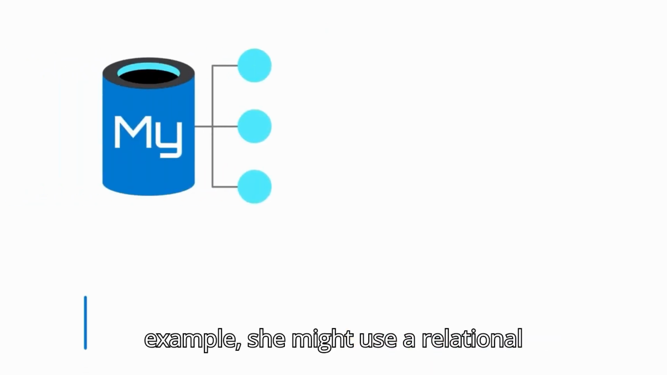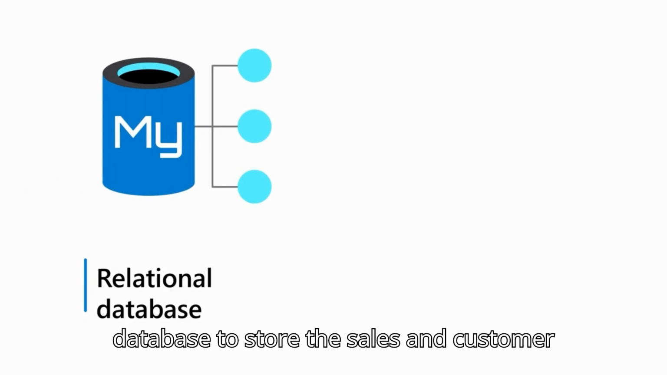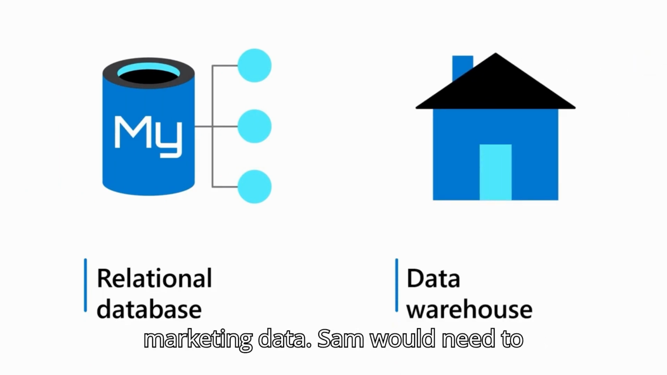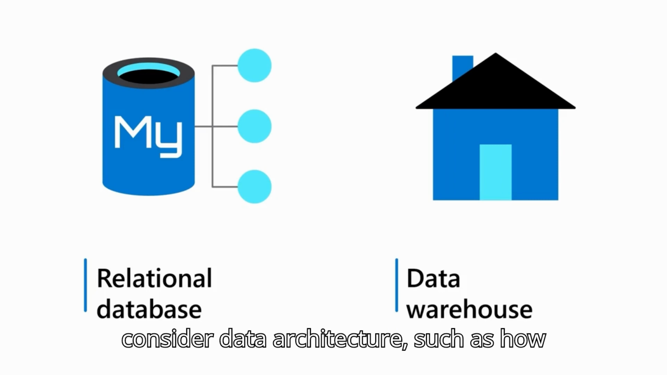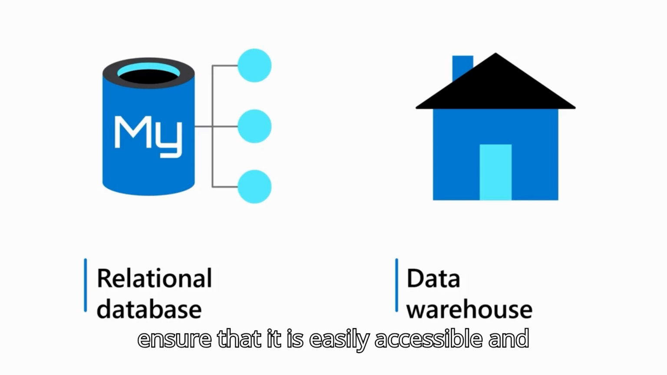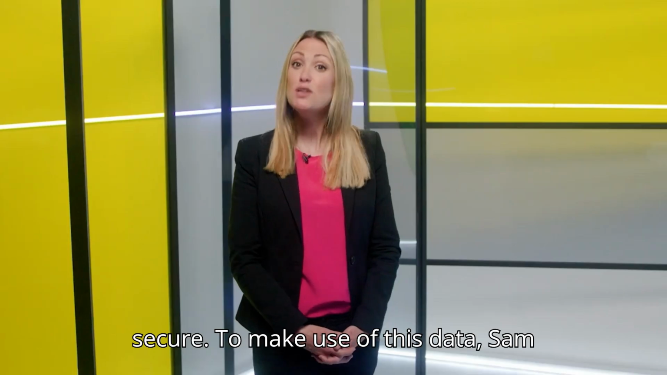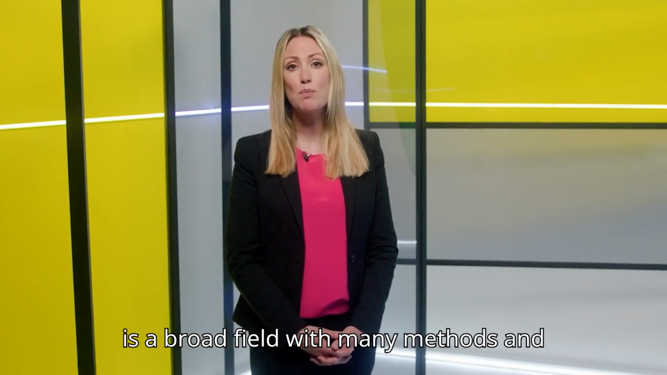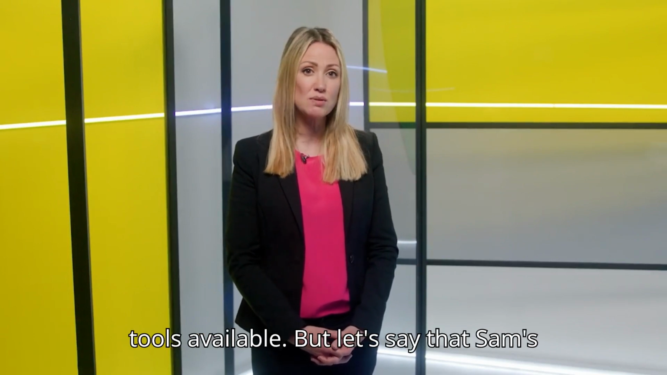For example, she might use a relational database to store the sales and customer data and a data warehouse to store the marketing data. Sam would need to consider data architecture, such as how the data is structured and organized, to ensure that it is easily accessible and secure. To make use of this data, Sam would need to analyze it. Data analysis is a broad field with many methods and tools available.